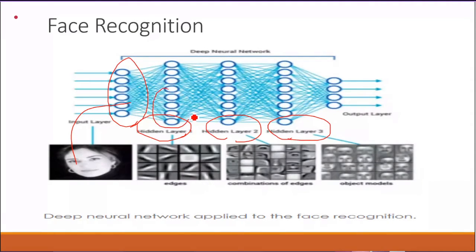In the first hidden layer, we get only the edges from the faces. After that, in the next hidden layer, we get more of the edges of the face, so that I can extract the high-level features. Finally, I get the models trained from that, so that I can identify the faces uniquely in the hidden layers.